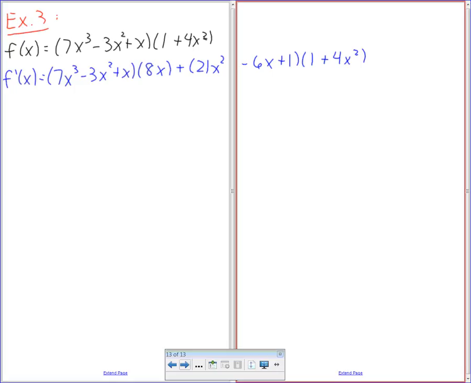Just some middle row person do the left-hand side. Oh my goodness, come on guys, please. You're tall enough for 2 rows, go ahead, Matt. 56x to the 4, yes, minus 24x squared plus 8x squared.